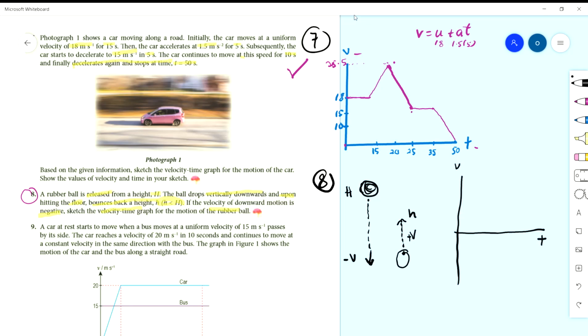Dia ke bawah, dia negatif. So bahagian ni lah. Ni V positif. Ni V negatif. Sini kosong. So you start release. Release, dia kosong. Ada pecutan tak? Pecutan dia free fall. Pecutan dia apa? a equals negative g. So pecutan dia sama je kat mana-mana, 9.81 m/s². Dia naik balik pun itulah g dia. Dia turun pun itulah g dia.